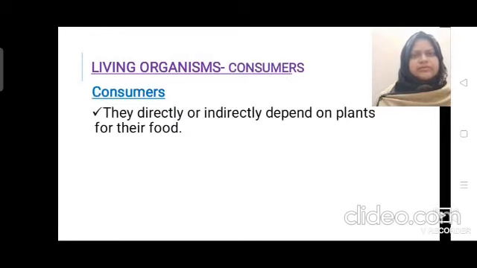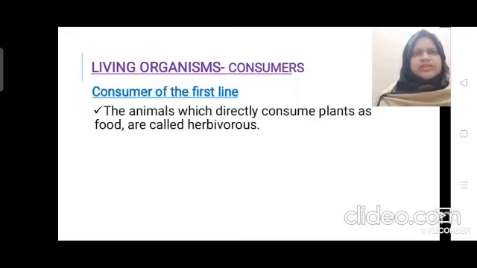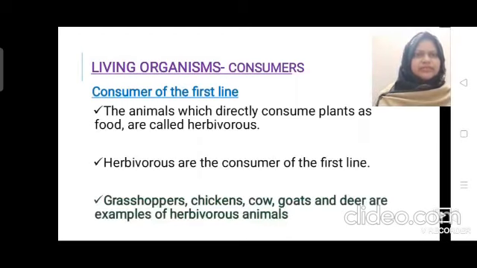Consumers. They directly or indirectly depend on plants for their food. This is why they are called heterotrophic animals. Consumers of the first line. The animals which directly consume plants as food are called herbivorous. Herbivorous are the consumers of the first line. Grasshoppers, chickens, cows, goats, deer, etc. are the examples of herbivorous animals.